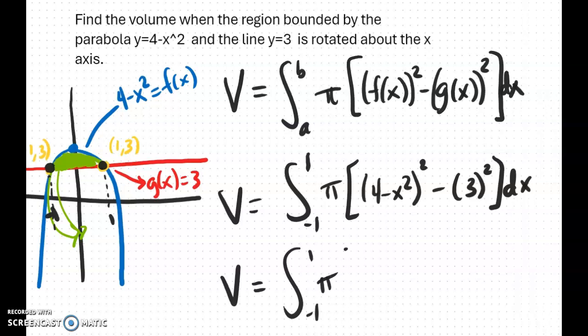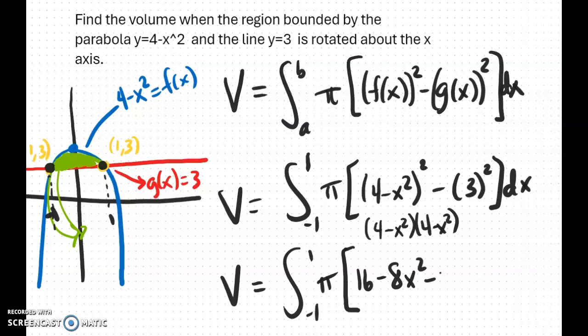This 4 minus x squared, that is going to be, now remember, what do you have to do here? Not just squaring the 4 and squaring the x squared. You have to remember you have to use the FOIL here. So it's actually this, right? So don't make a mistake because that could lead to an error. So you want 16 minus 4x squared minus 4x squared, and then plus x to the 4th. So you actually get this when you square that, and then 3 squared is 9.